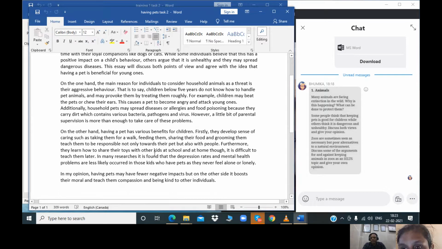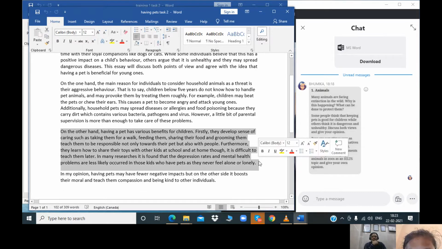While others think this is dangerous, keeping pets is good. On the other hand, having a pet has various benefits for children. Firstly, they develop a sense of caring, such as caring for others, feeding them, sharing their food and grooming them. It teaches them to be responsible not only towards their pet but also with people. That's good. Furthermore, they learn how to share their toys with other kids at school and at home.